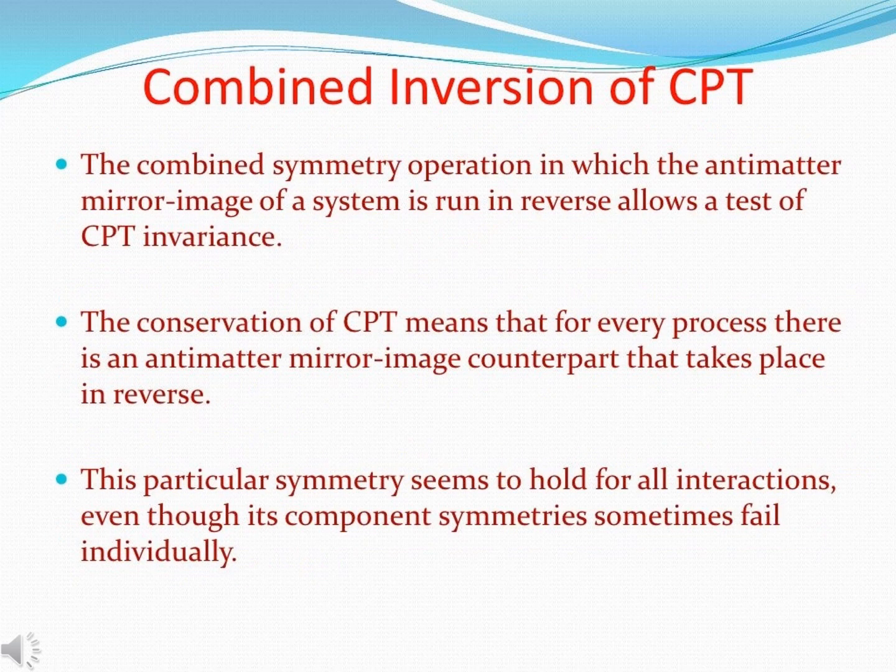The slide shows the combined inversion of CPT, that is, combined symmetry operations in which the antimatter mirror image of a system is run in reverse, allowing a test of CPT invariance. The conservation of CPT means that for every process there is an antimatter mirror image counterpart that takes place in inverse. This particular symmetry seems to hold for all interactions, even though its component symmetries sometimes fail individually.